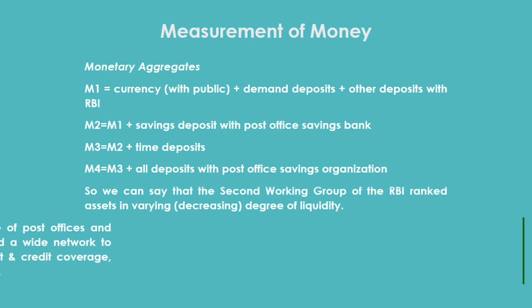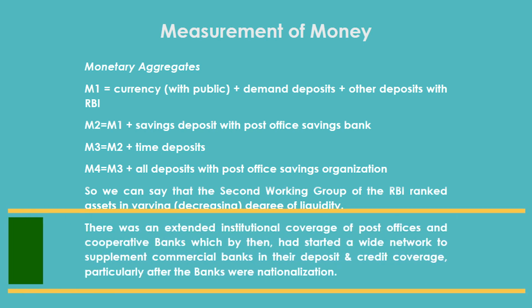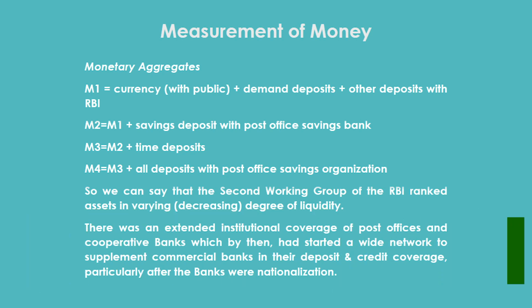Now, there was an extended institutional coverage of post offices and cooperative banks, which by then had started a wide network to supplement the commercial banks in their deposit and credit coverage, particularly after the banks were nationalized in the Indian economy.